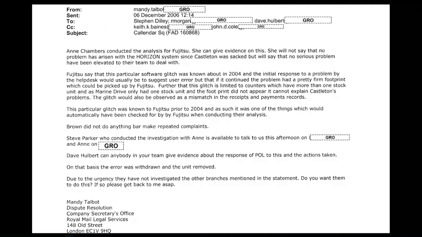Was it only Anne Chambers that conducted the investigation? I don't remember any substantive input on my part. So yes, it would have been her. To your knowledge, was anyone else involved in the investigation of Lee Castleton and the Marine Drive branch within the SSC? Don't remember.